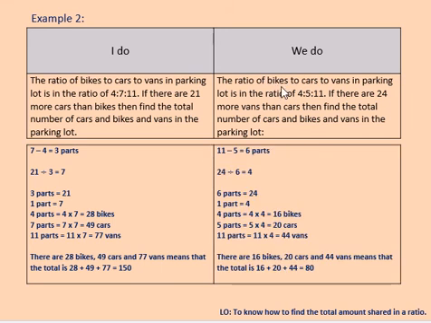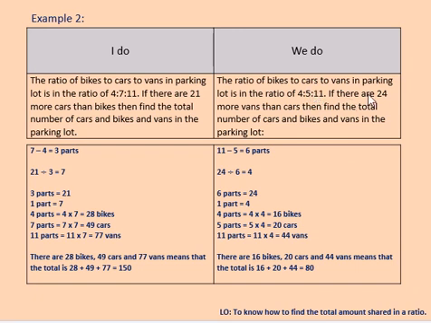Okay, so ratio of bikes to cars to vans in a parking lot is 4 to 5 to 11. So 4 to bikes, 5 to cars, 11 to vans. It says there are 24 more vans than cars. Well, vans is the 11 part, cars is the 5 part. So the difference between those two, 6 parts, 11 take away 5 gives 6.